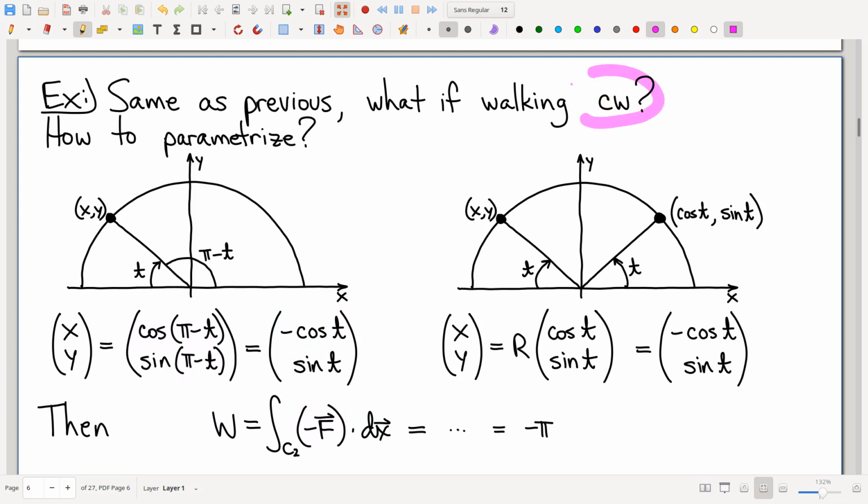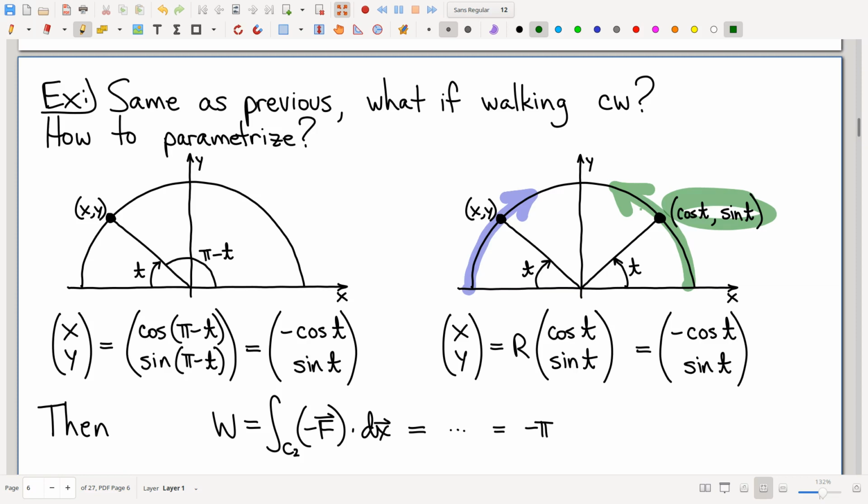Okay, so again, clockwise on the unit circle. And the argument goes like this. If you want to go clockwise on the unit circle, recall, you already know how to go counterclockwise on the unit circle. That's an easy one. Counterclockwise on the unit circle is our old friend, cosine t, sine t.